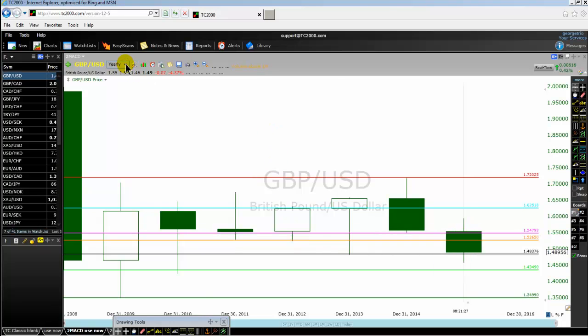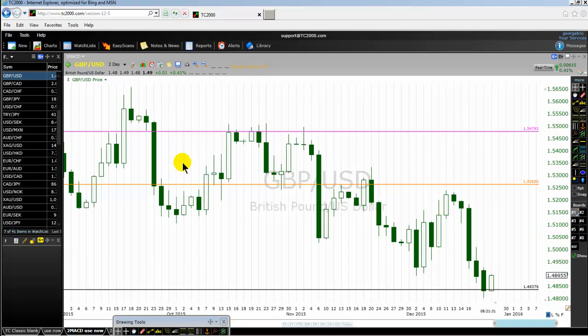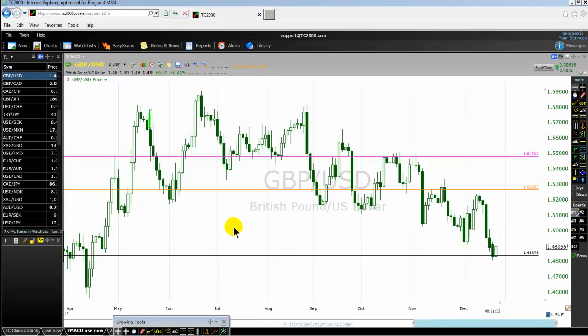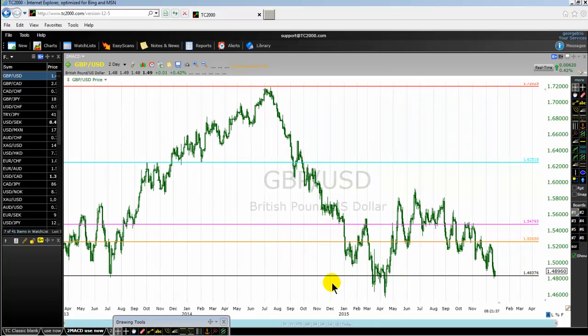I'm going to go now to the 2 days chart. All right, so that's the orange line here. That's the key level that we have seen on the yearly chart. Let's see the reaction of the price. So we know now, because we have drawn it from the yearly chart, that it's a very, very important key level that professionals are watching.